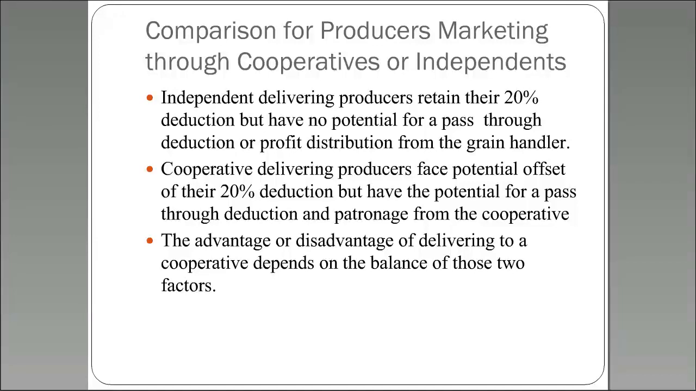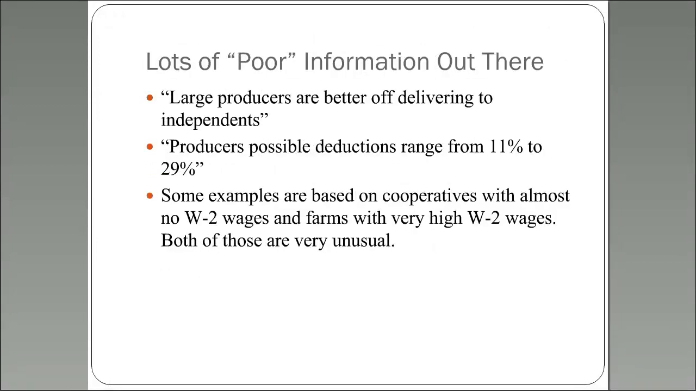So when you get this question, am I at an advantage or disadvantage delivering grain to one or the other type of firm? It depends on the balance of those two factors. What are you getting from the cooperative, and what is your offset? I wish this was a simpler question. I've seen a lot of bad information out there. You hear a lot of times, well, large producers need to deliver to independents. Well, it really has to do with the ratio of your W-2 wages to your farm income. So it's really not much to do with the size of the operation.